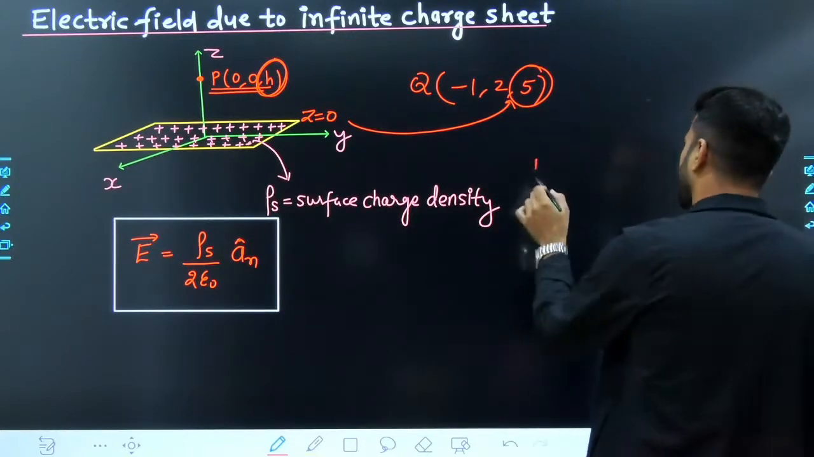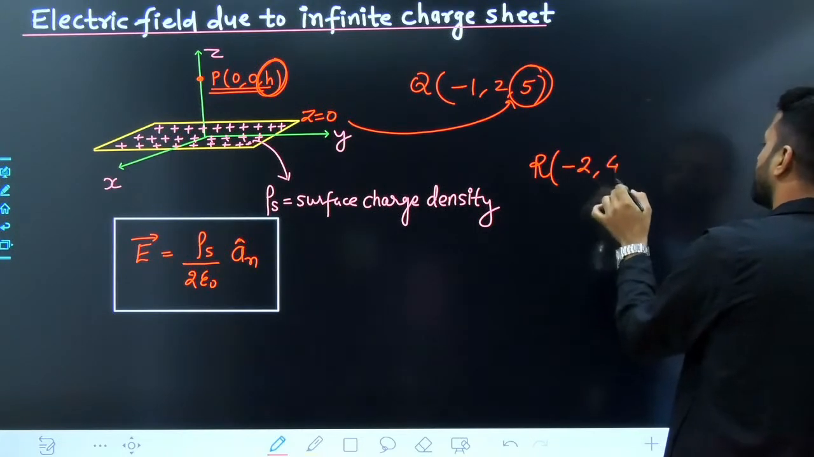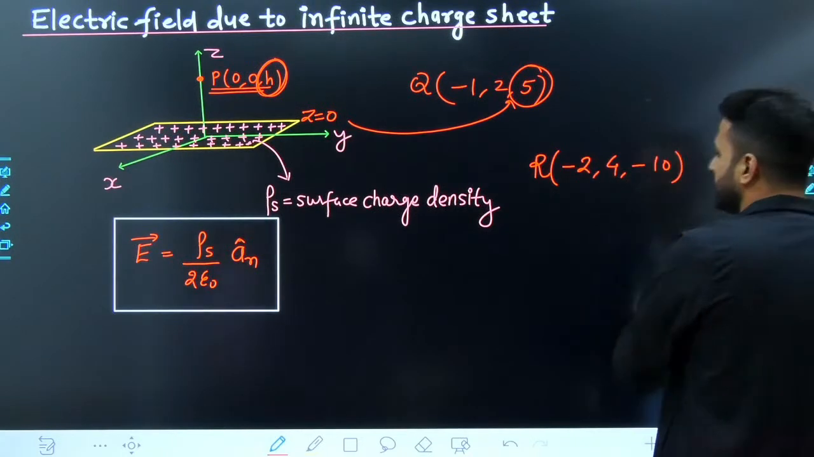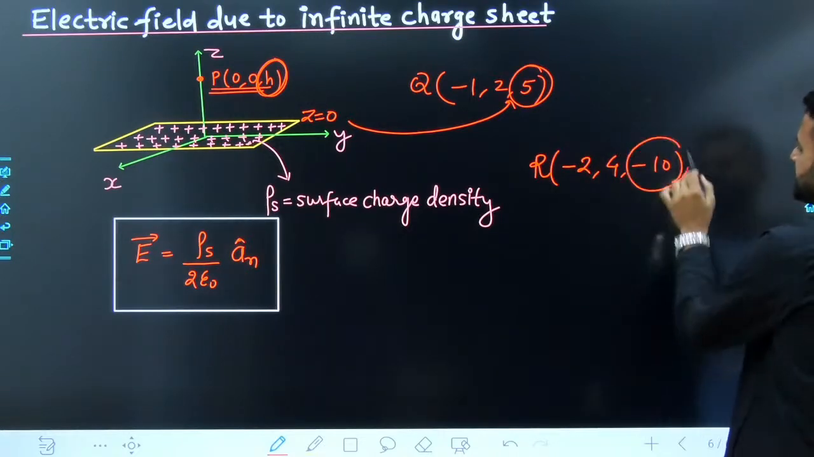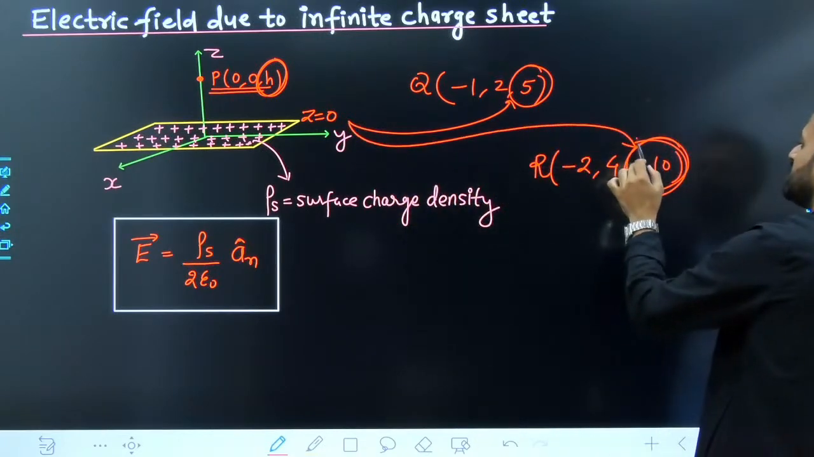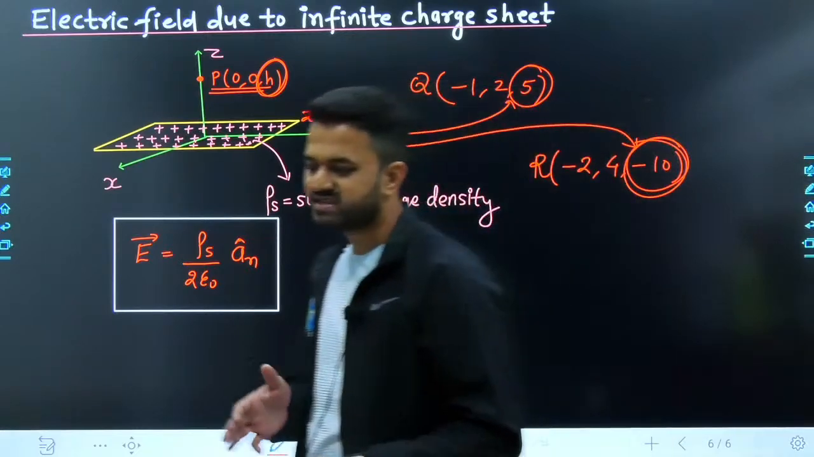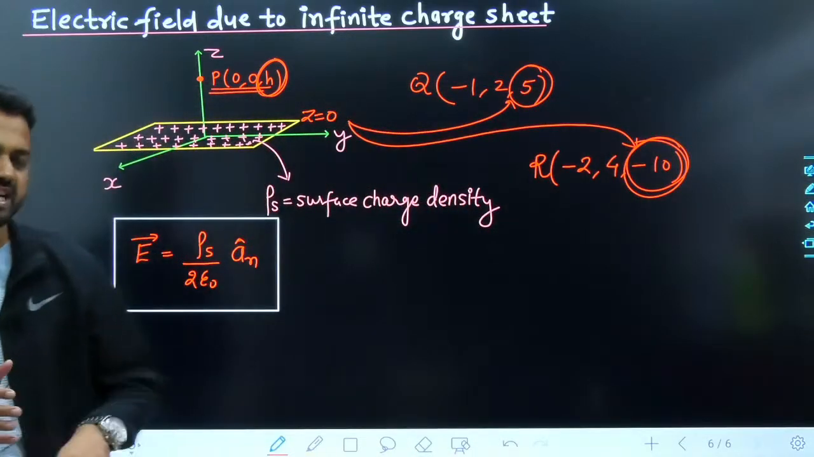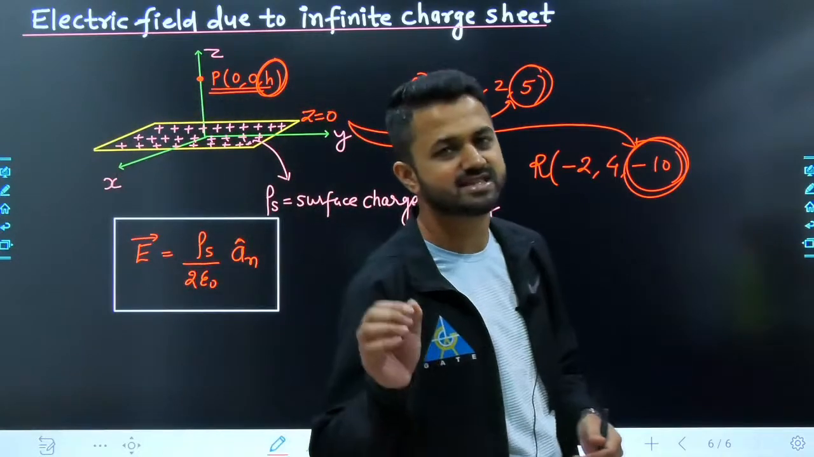And suppose if you want to calculate at any point somewhere (-2, 4, -10), now again you just have to focus on the value of z. So the value of z here is minus 10, and now you are moving from z equal to 0 to z equal to minus 10. That means the value of z is decreasing. That means you are moving in the negative direction. So in this case the unit normal vector will be minus az.